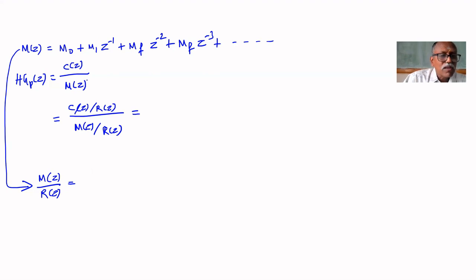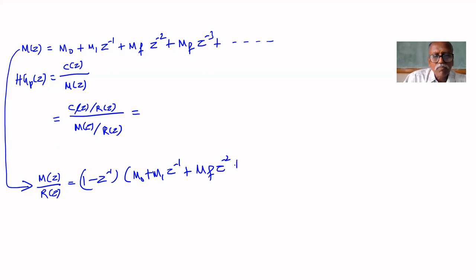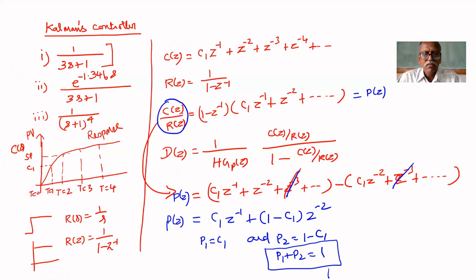Therefore, if we divide this polynomial by 1 minus Z power minus 1, M of Z by R of Z equals 1 minus Z power minus 1 multiplied by M0 plus M1 plus M2 Z power minus 2 plus etc. Let it be Q of Z. M of Z by R of Z is Q of Z. C of Z by R of Z is P of Z. Already we derived, for the given assumption, we got P of Z.